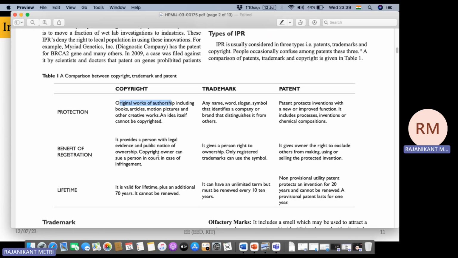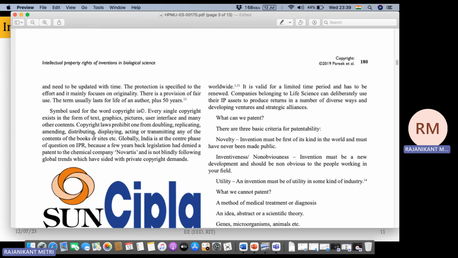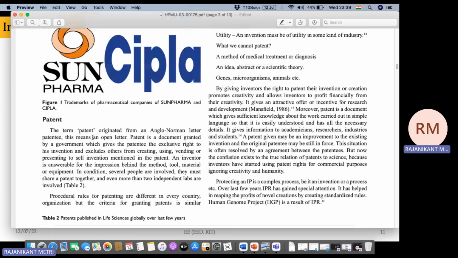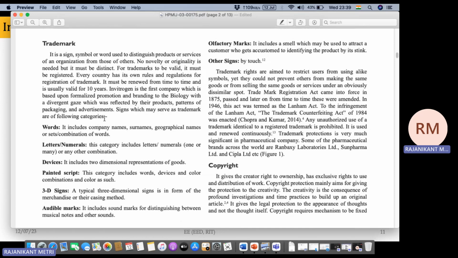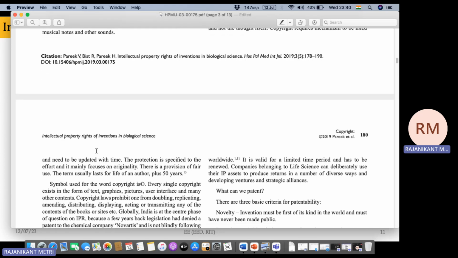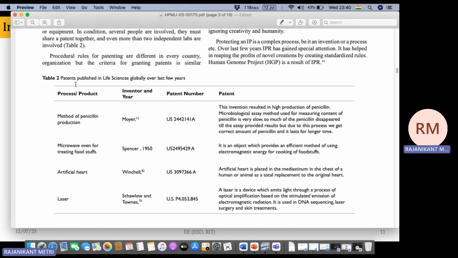Then similarly trademarks and patents also. We will not see them again, as this is already discussed, but you can go through these articles because the examples are related to biological science. Now here one table depicts patents published in life science globally over the last few years.